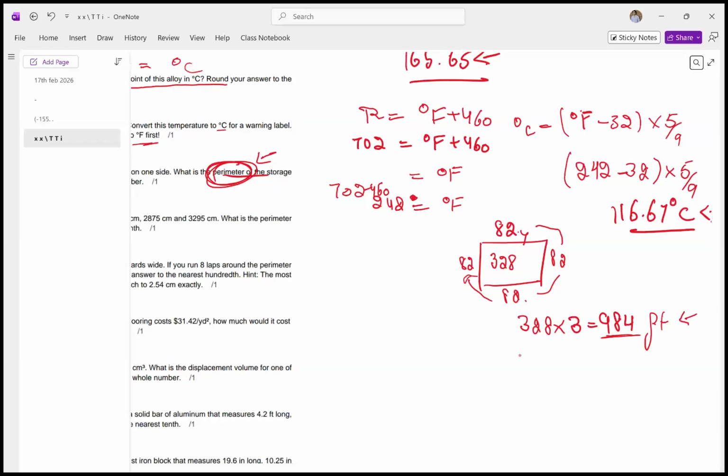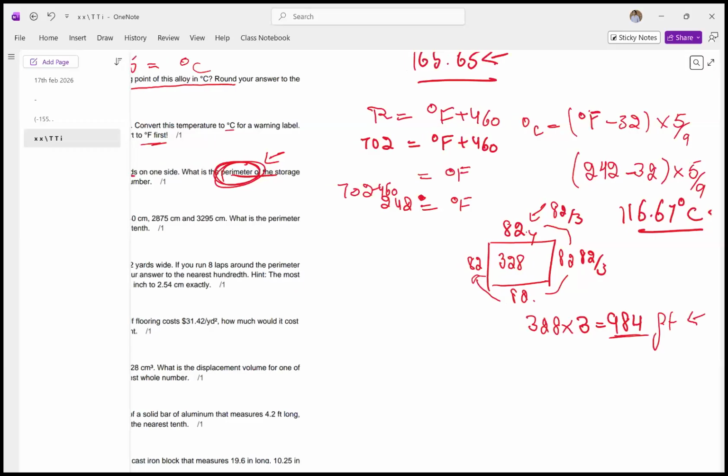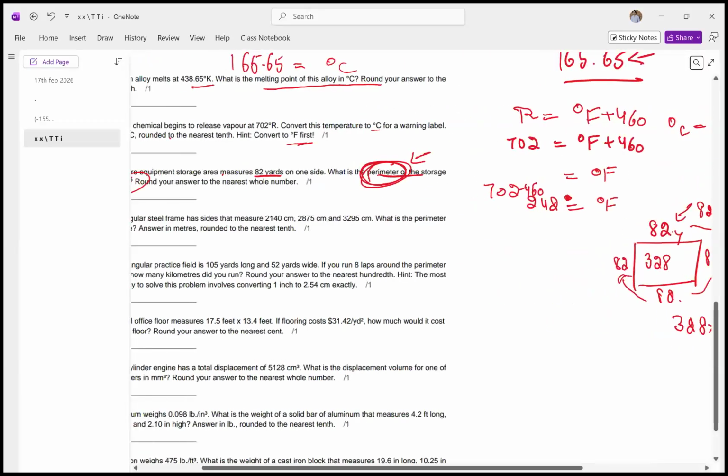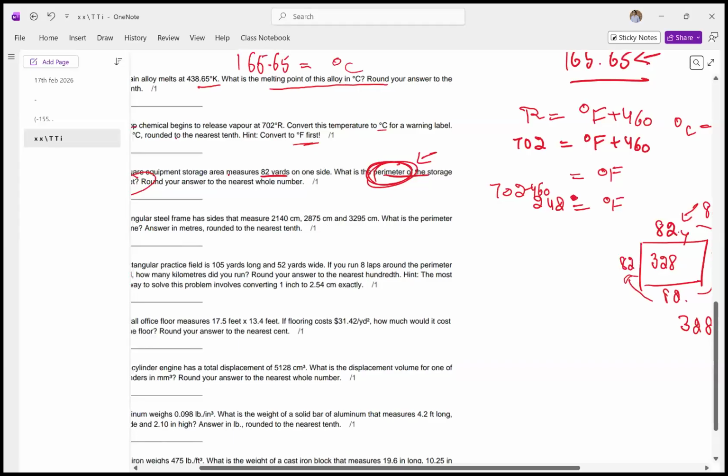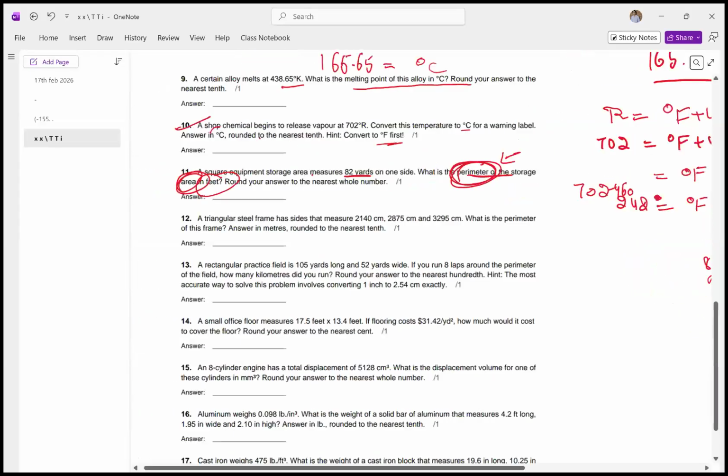This question could have been done in another way also, by first converting the yards into feet and then later on adding. So 82 divided by 3 here, both ways are correct. Okay. So now let's look into the next question. Whoops, what happened here? Okay. So question number 12.